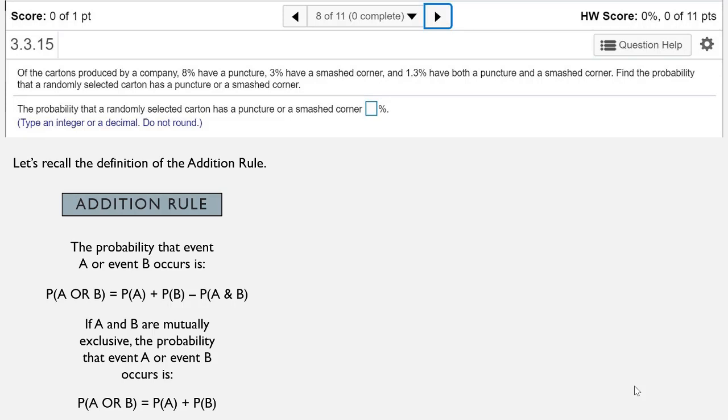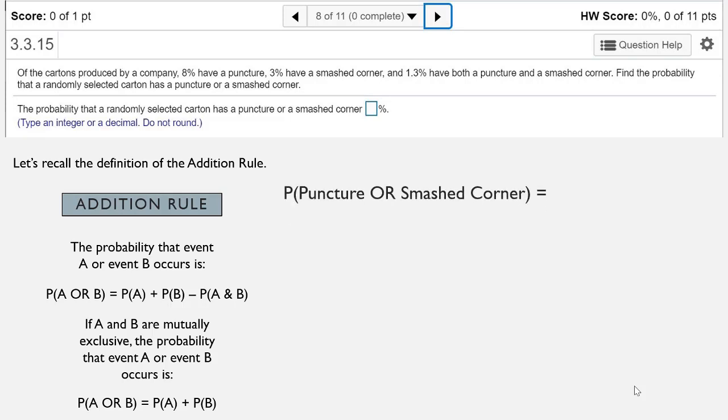When we ask that question, we're asking, is it possible for a box to have both a puncture and a smashed corner? And they give us a percentage that says it is. It's 1.3% of all the boxes have a puncture and a smashed corner. So because it's possible to do both at the same time, these events are not mutually exclusive. So we're using the original version that has the subtraction of the probability of A and B at the end.